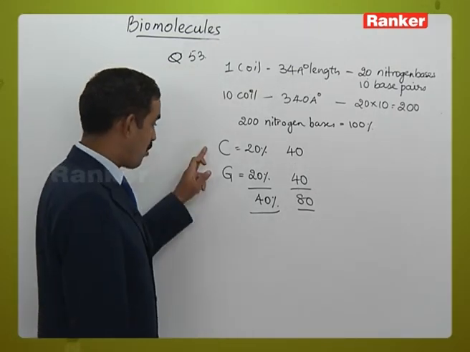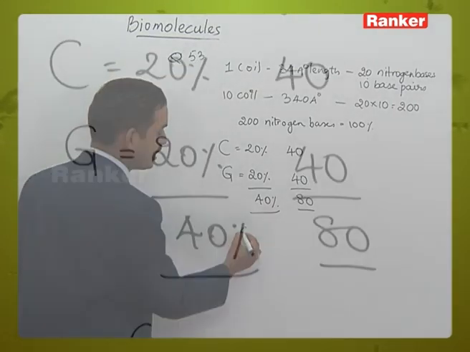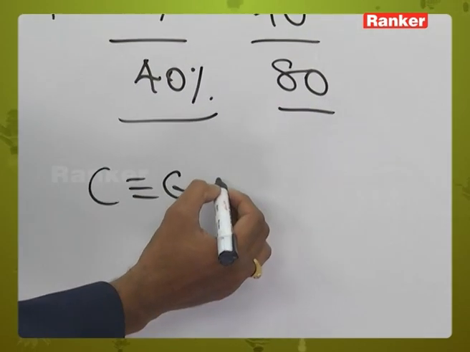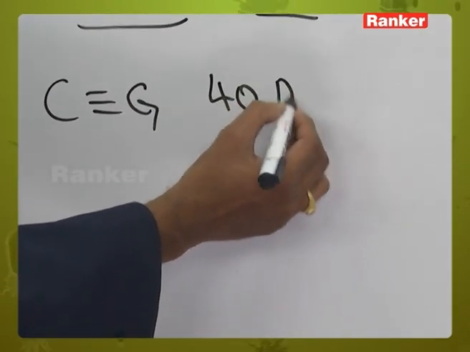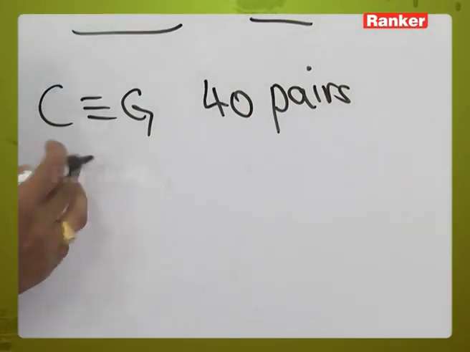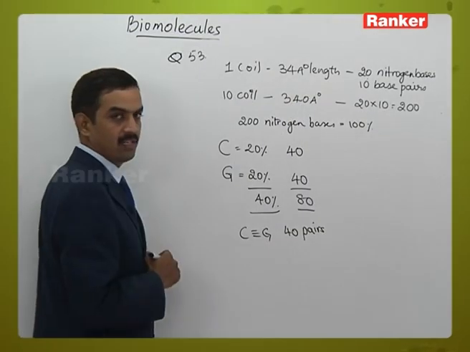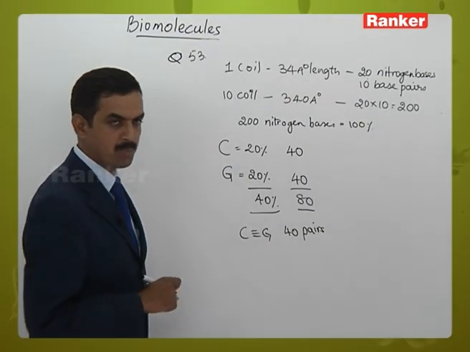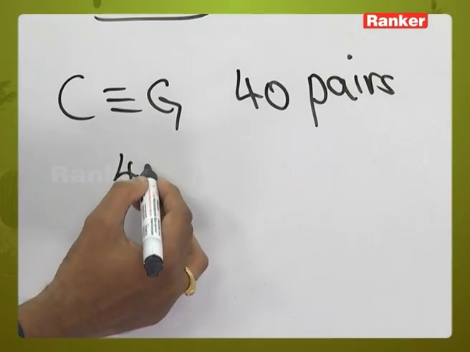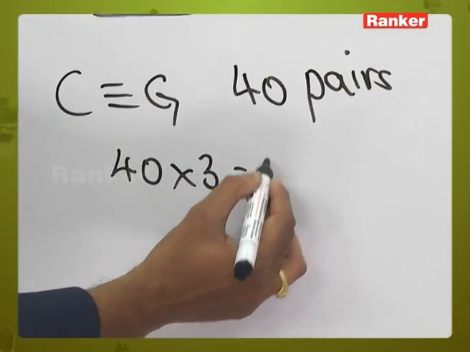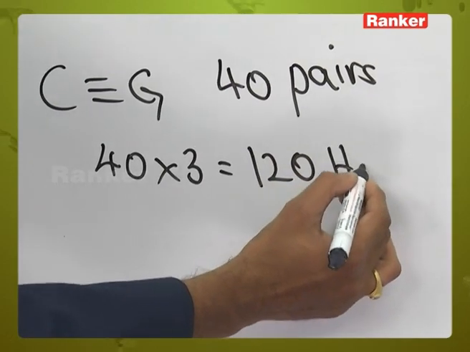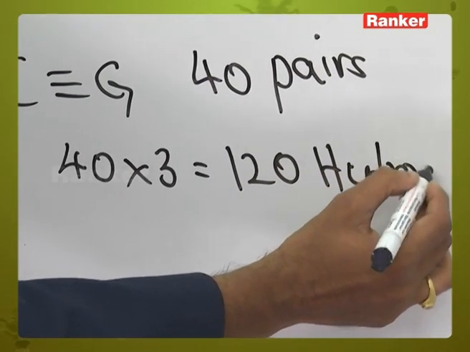And how many pairs of C and G are present? Here C and G pairs are 40. Between one C and G, we know that 3 hydrogen bonds are present. So 40 pairs into 3 hydrogen bonds comes to 120 hydrogen bonds.